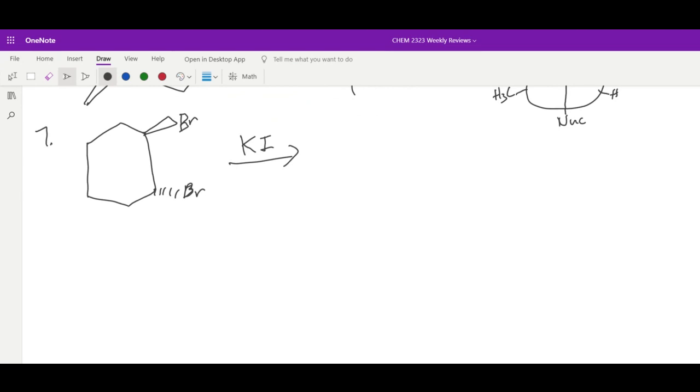What is wrong with my B's? Okay, anyways, let's say you have KI and you have two bromines. Okay, so KI is a strong base. So K means it's a strong nucleophile or base, and so this is a strong base.